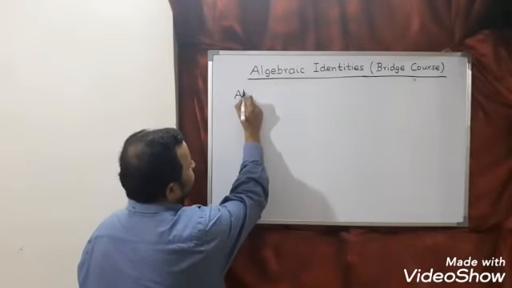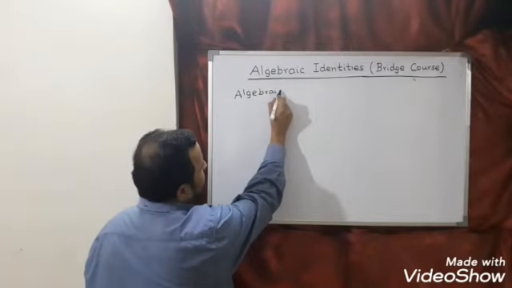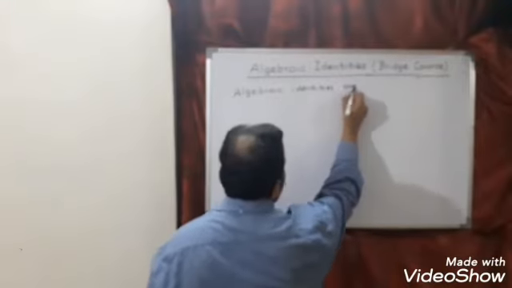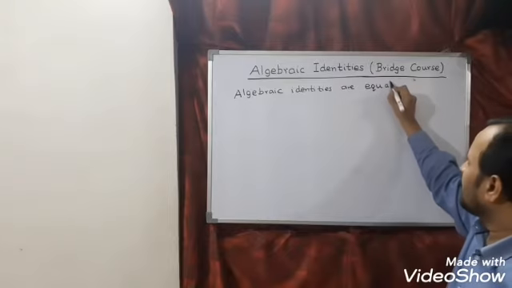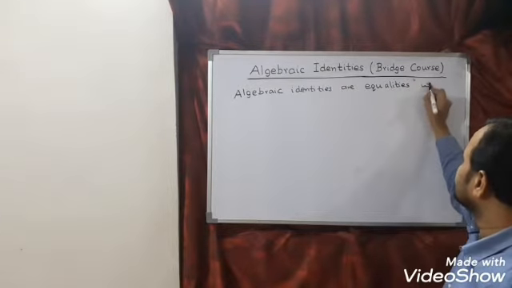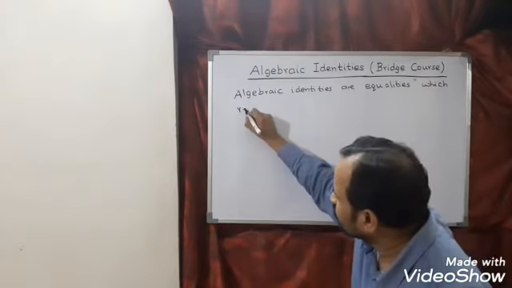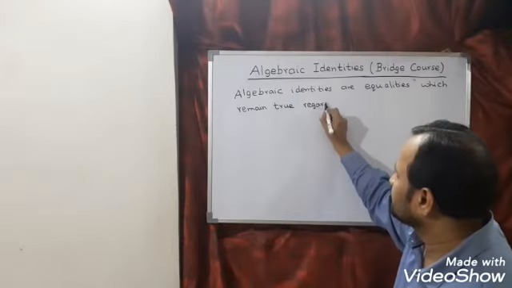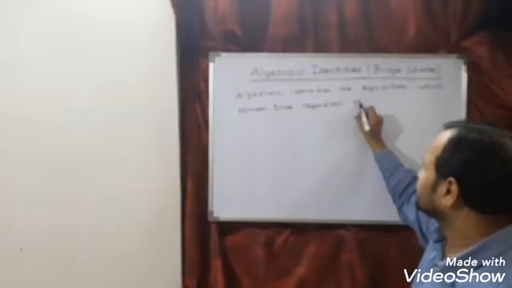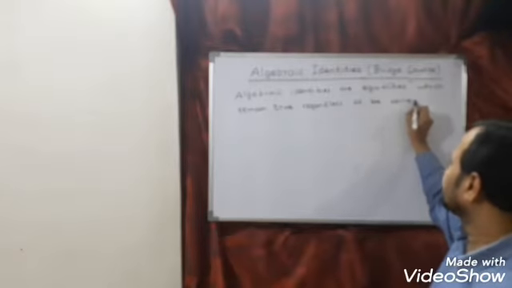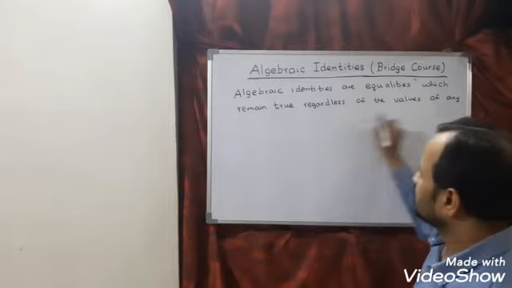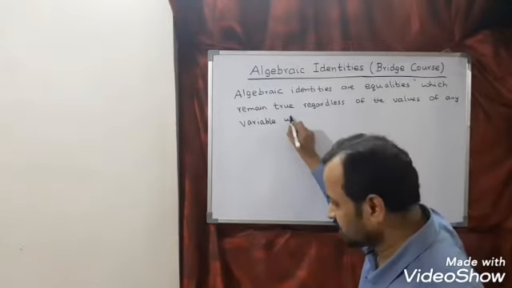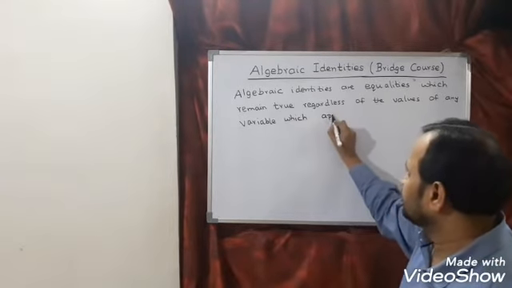So the definition here is: algebraic identities are equalities which remain true regardless of the values of any variable which appear within it.